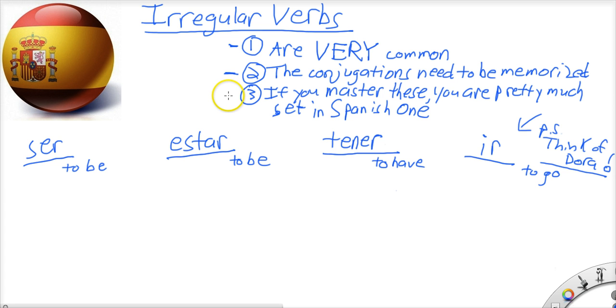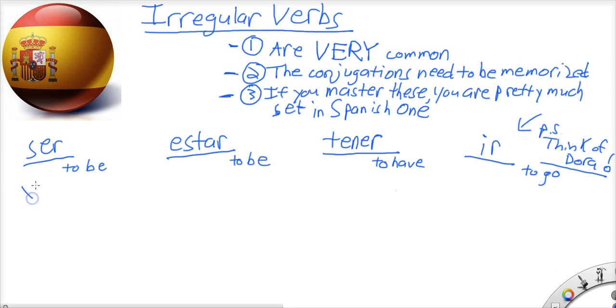The third thing that I want to remind you of is that if you master these, you are pretty much set in Spanish 1, because this is a big part of Spanish 1, just getting these verbs under your belt and being able to use them in questions and answers. And using them correctly. So let's take a look over here at the first verb that you learned, ser.